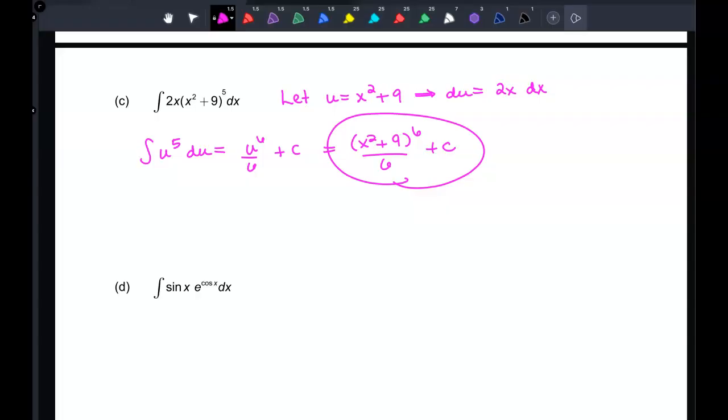Again, how can we check our answers? Do the derivative of this. We should get back what we started with. Okay, now we have an integral of sine x times e to the cosine x. If we have an exponent, that's what we're going to work with.